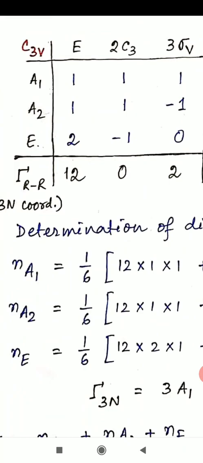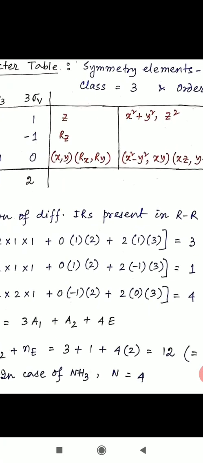Okay, and why 1 and 2? Because with respect to the sigma V, when the value is positive 1, we have to write A1, and in case of sigma V, where the value is minus 1, we have to write A2. Okay, I think that is clear. So I have just used the Mulliken symbols and I have written A1, A2 and E. And finally I have to write below the reducible representation with respect to the 3n coordinate, that is 12, 0, 2. So that is our region number 1, 2, 3, 4.